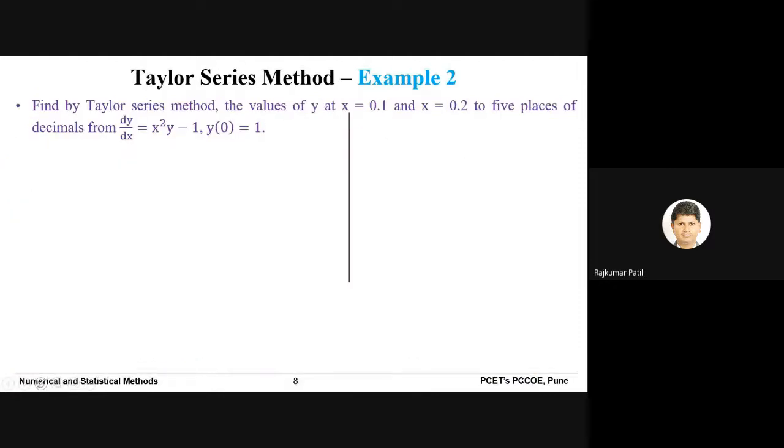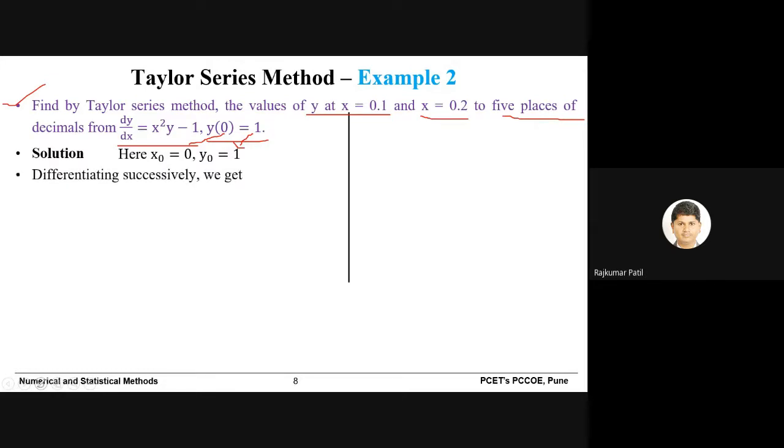Similarly, we will take another example. Find by Taylor series method the value of y at x is equal to 0.1 and x is equal to 0.2 to 5 decimal places, and the equation is given to you. dy by dx is equal to x square y minus 1, and the initial condition is given, y naught equal to 1. So from this problem we can write the given values. x naught is given, which is 0, y naught is 1, which is also given to you.